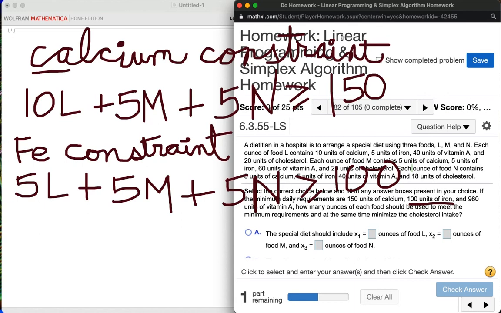So your calcium constraint is 10L plus 5M plus 5N is greater than or equal to 150. And remember that L, M, and N represent your 3 types of food. Your iron constraint is 5L plus 5M plus 5N is greater than or equal to 100. Let me erase this so that we can continue.